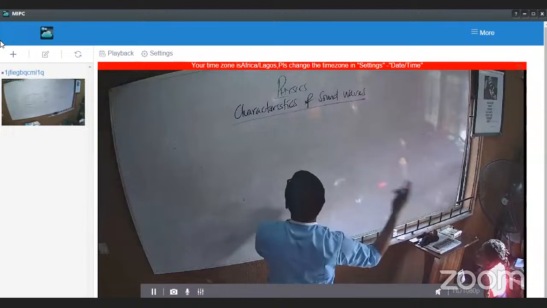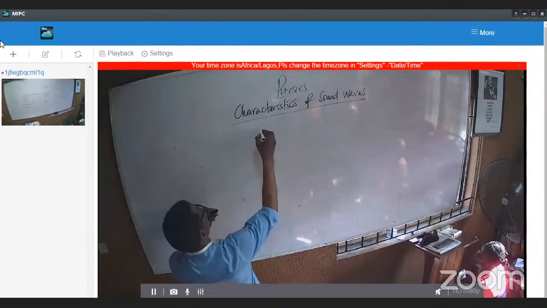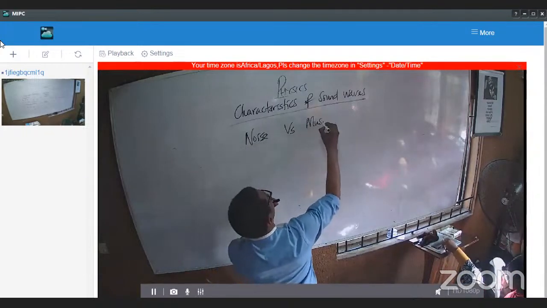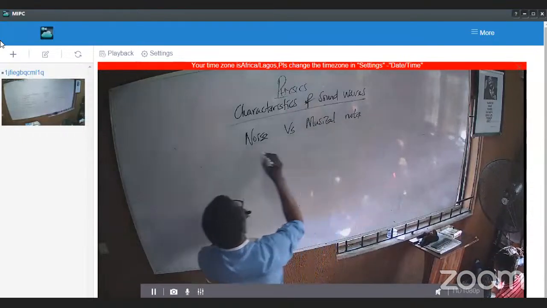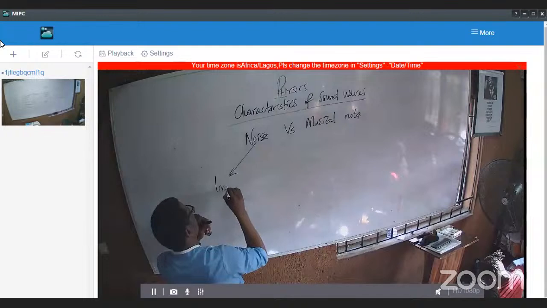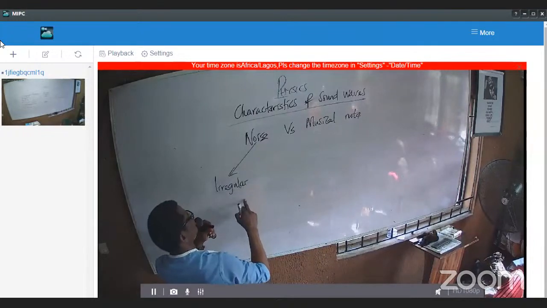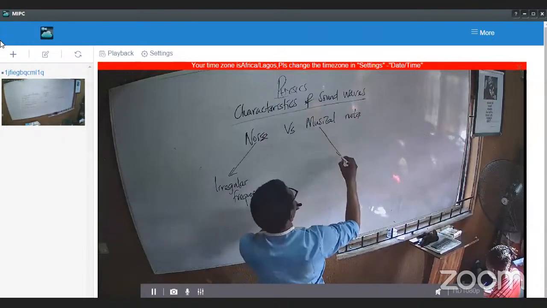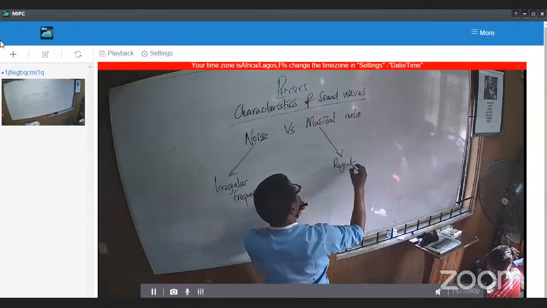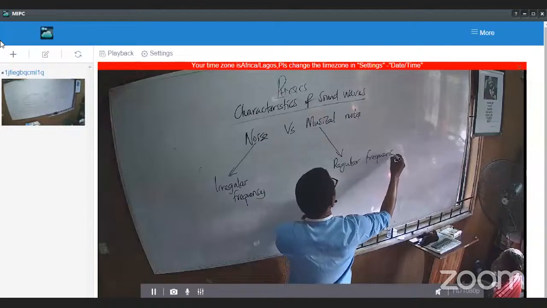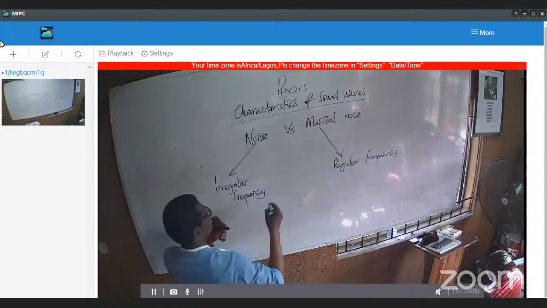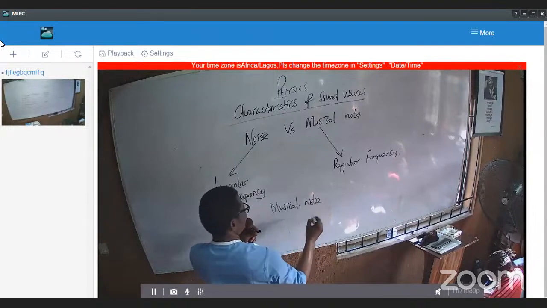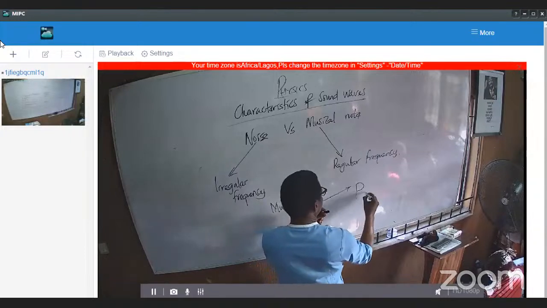Okay, so we have noise versus musical notes. Noise has what? Irregular frequency. And most of the things you guys are listening to in Nigeria that you call music, they are noise, irregular frequency. Musical notes have regular frequency. Then, for musical notes, we have what we call Pif Cola. Do you remember Pif Cola?